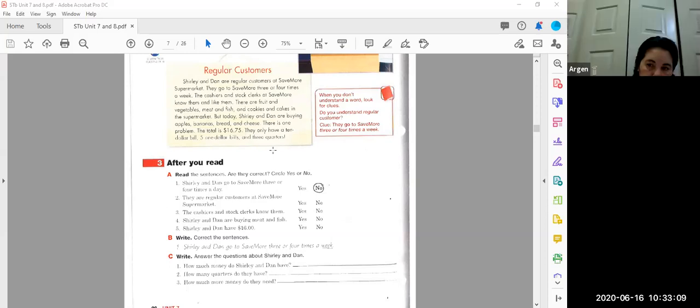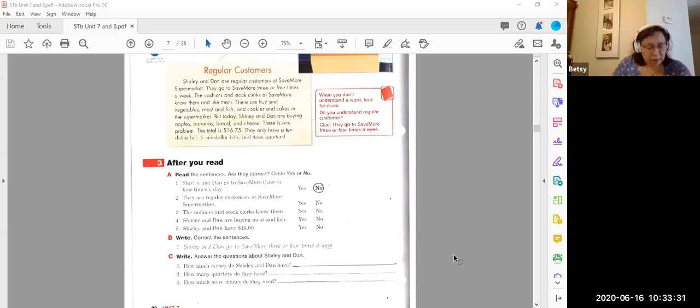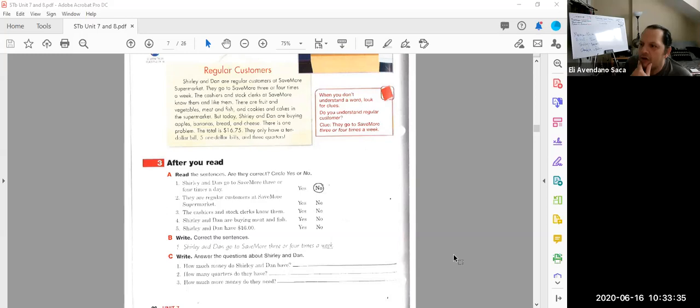$10 bill, so that's 10. Five $1 bills, that's 15. And three quarters, that's 75 cents. So they have a total of $15.75. Which means, how much are they short? How much are they short?